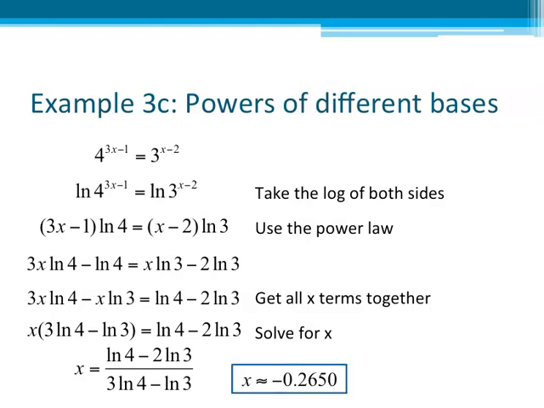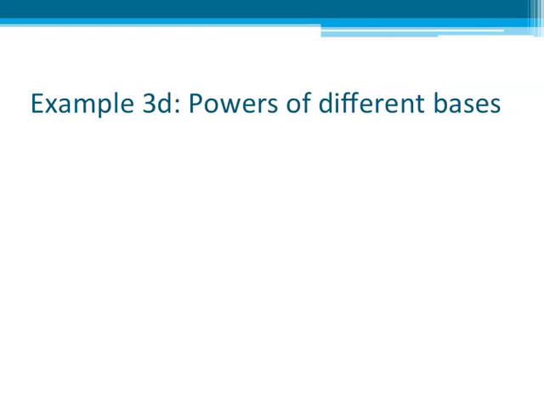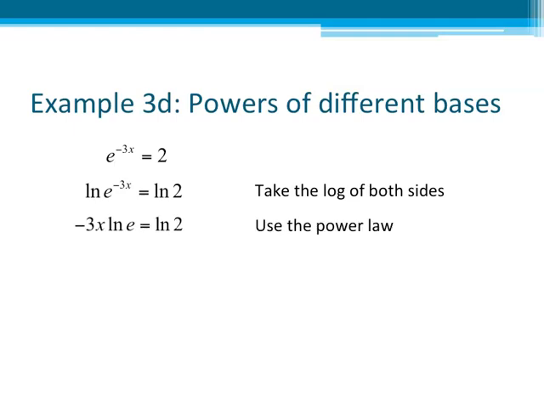Okay, we have one last example. E to the negative 3x equals 2. So we'll again stick with the same 3 steps, so start by taking the log of both sides. We'll use the power law and move the negative 3x out in front of ln of e. So now we have negative 3x ln of e equals ln of 2.